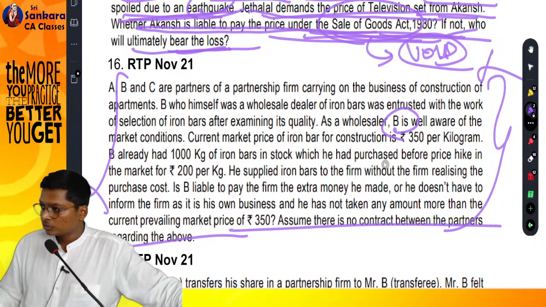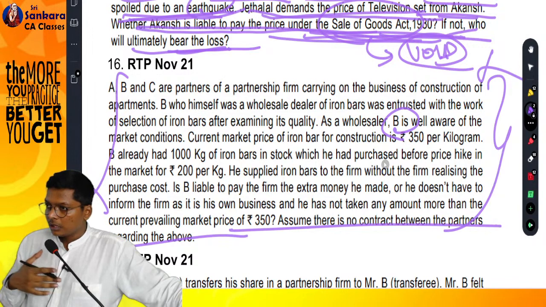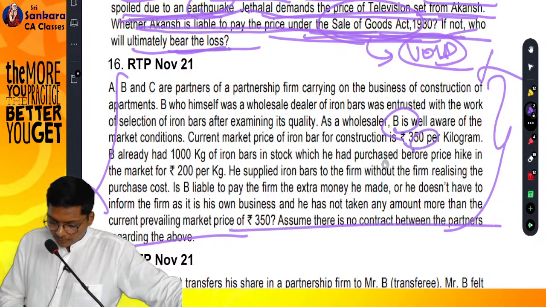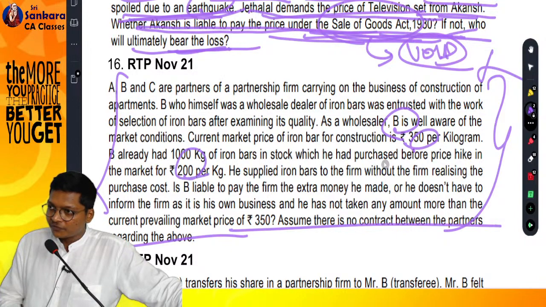So here the secret profits should be returned. Are you able to follow? Understanding, guys? What is the secret profit? How much extra, guys? 150.